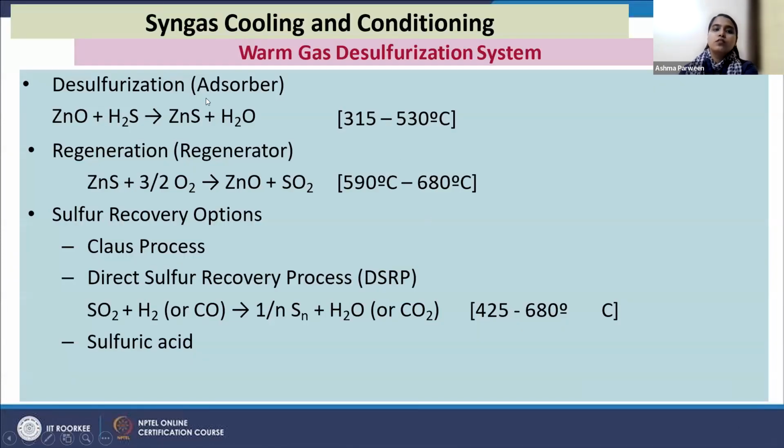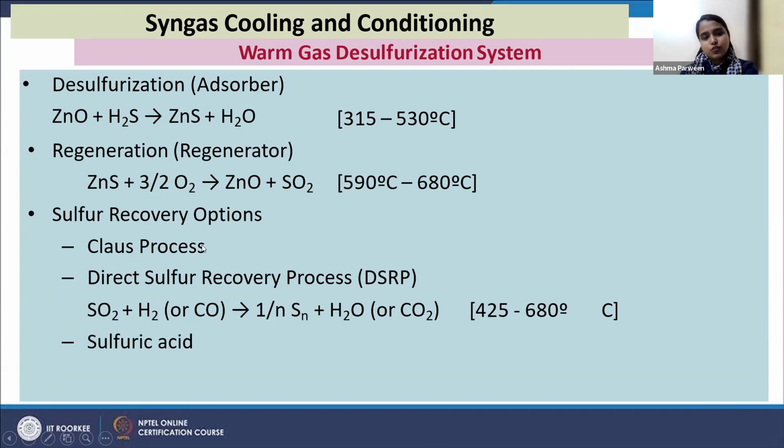Next, suppose we have H2S, how will we convert that H2S for sulfur recovery? We can do it by using any metal oxide. Here zinc oxide is used, and through reaction of zinc oxide with H2S, we get zinc sulfide at a temperature of 315 to 530 degrees centigrade. And again, zinc sulfide is reacted with oxygen to produce SO2. So we have got SO2, sulfur dioxide, which we can use for sulfur recovery.